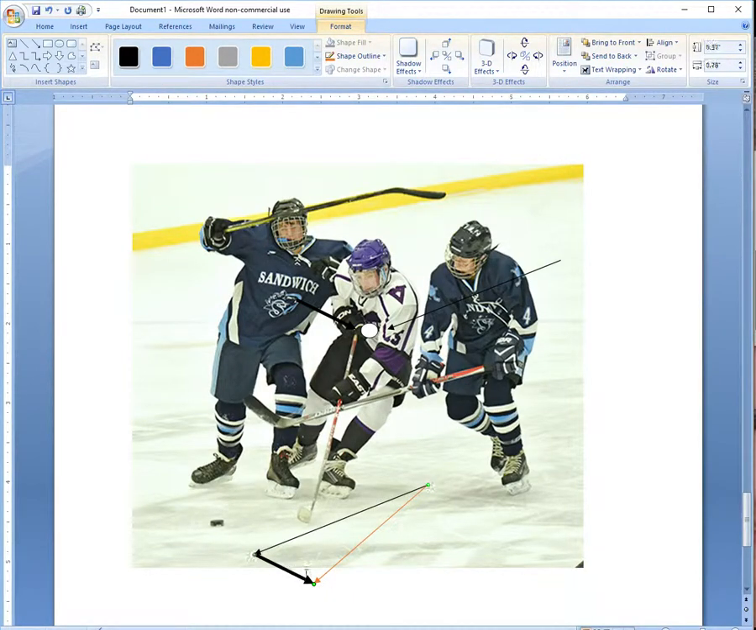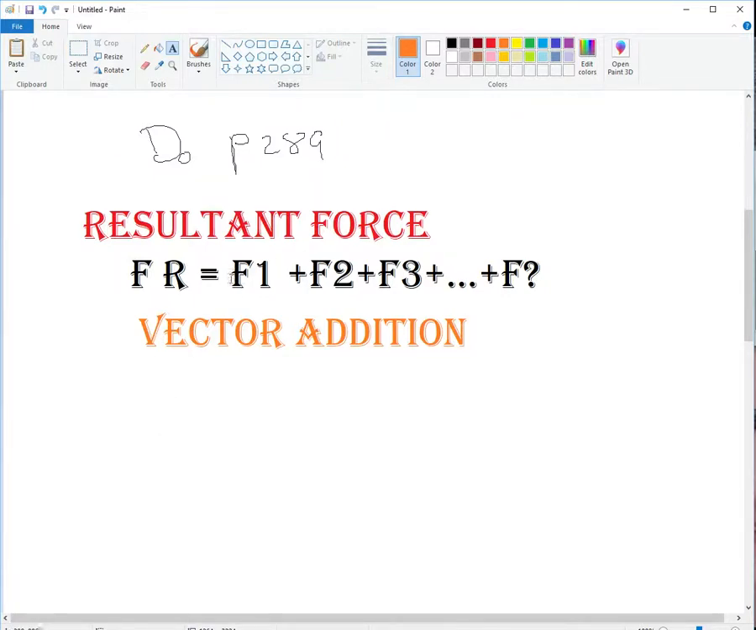Even if I had gone the other way, if I moved it up here, for example, tip, and then this one to tail, I end up at the same place. So it doesn't matter if I start with this vector and add this vector, or start with this vector and add this vector. I will end up in the same place. So for this player, it will be pushed that way, to where the orange arrow is. So your resultant vector is going to be that.